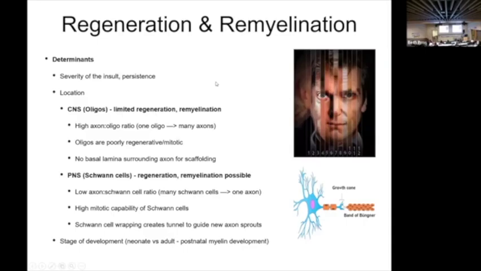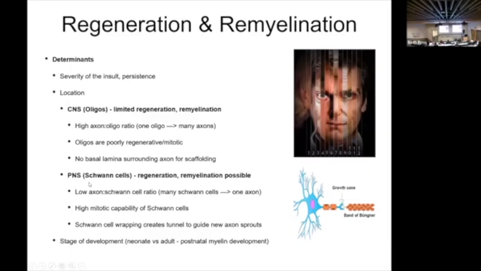Determinants of regeneration in the nervous system depend primarily on these factors. So we already talked about location, oligodendrocytes in the CNS. There's limited regeneration and remyelination just because they're already doing so much. It doesn't take much to push them over the edge. And your hopes of regenerating and remyelinating are low after that insult. There's also no basal lamina surrounding the axon for scaffolding, so it doesn't have anything to help direct its growth if it wants to resprout.